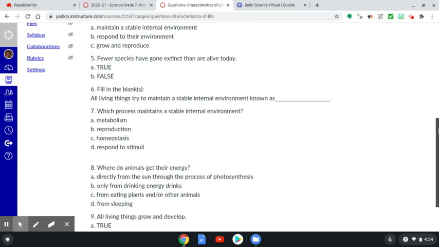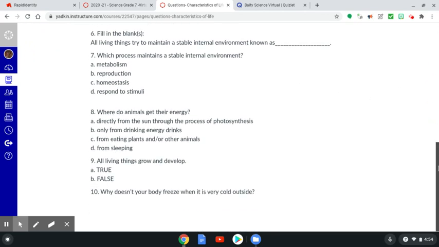5. Fewer species have gone extinct than are alive today. That is false. Number 6. All living things try to maintain a stable internal environment that is known as homeostasis. 7. Which process maintains a stable internal environment? That is homeostasis.